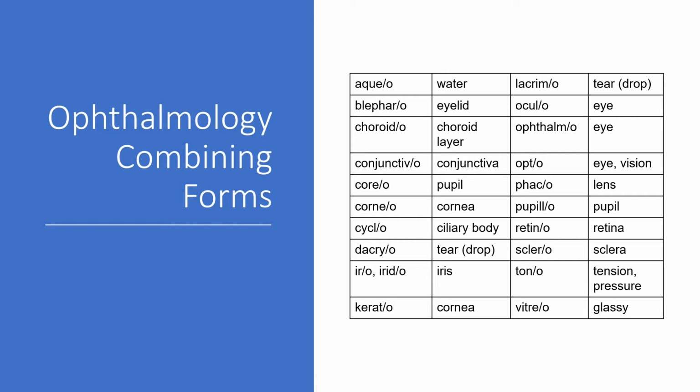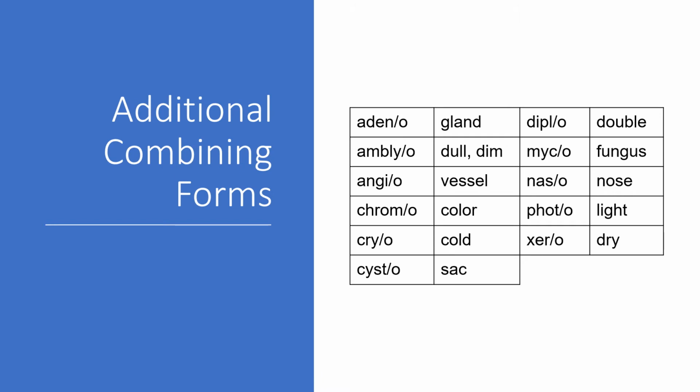retina, retino, retina, sclero, sclera, tono means tension or pressure, and vitreo, glassy. And here are some additional combining forms: adeno, gland; ambly, dull or dim; angio, vessel; chromo, color; cryo, cold; cysto, sac; diplo is double; myco, fungus; naso, nose; photo, light; and xero, dry.